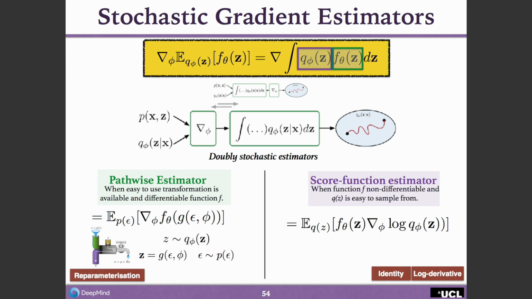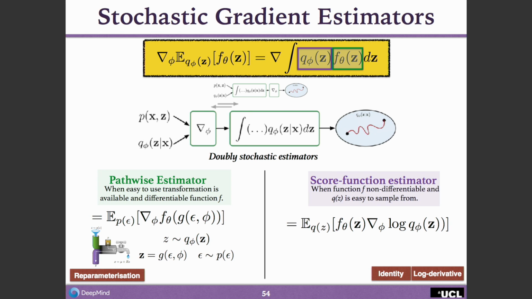We need to compute the gradient of an integral with respect to some function. In the EM algorithm, we first computed the integral, then computed the gradient. What we're going to do now is swap the gradient with the integral first. And the way we can do that swapping of the gradient and integral is to use exactly those two tricks that we had. You can either compute this gradient by the pathwise estimator using a reparameterization trick, or you use the score function estimator by applying the identity and the log derivative tricks.